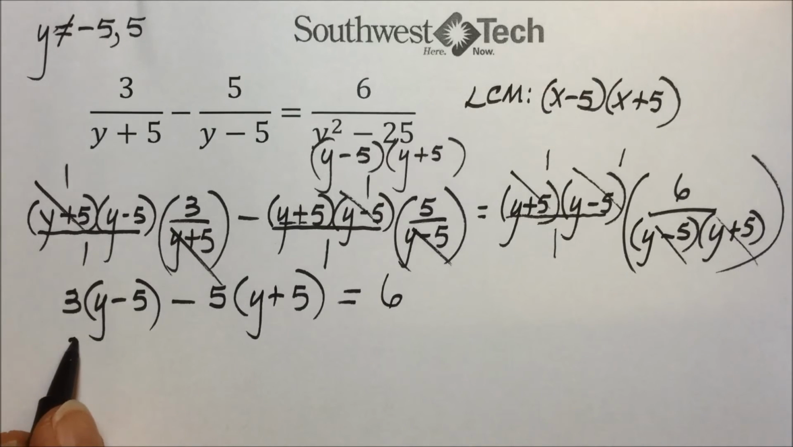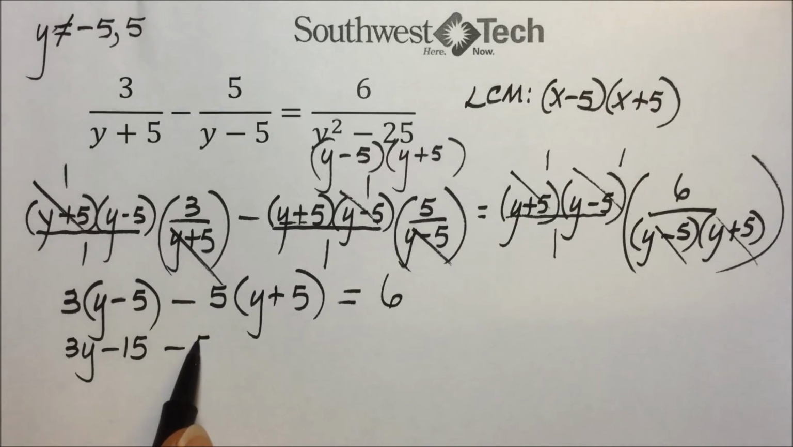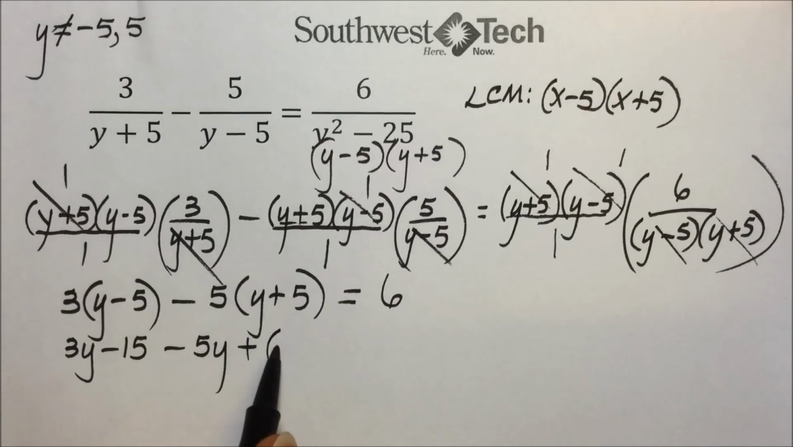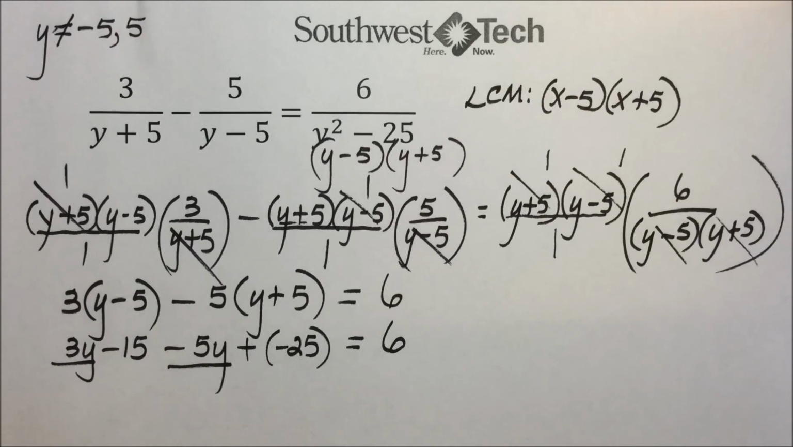Distributively, we end up with a 3y minus 15 for the first expression. A negative 5 times y is negative 5y. A negative 5 times 5 distributively gives us a negative 25, is all equal to 6. Simplifying on the left by combining like terms, 3y minus 5y leaves us with a negative 2y. A negative 15 plus a negative 25 leaves us with a negative 40 is equal to 6.